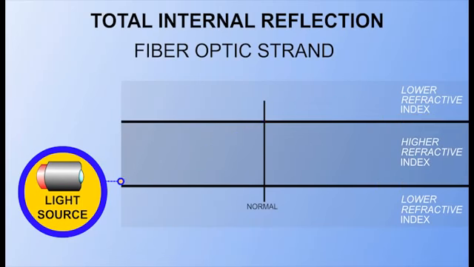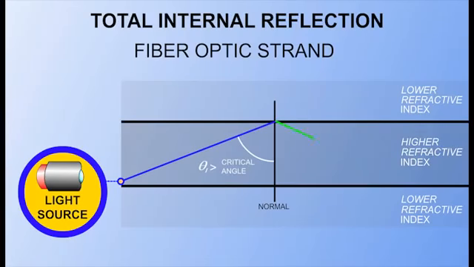If the striking angle or angle of incidence is greater than the critical angle, the light will be reflected with no refraction. This is what is known as total internal reflection.